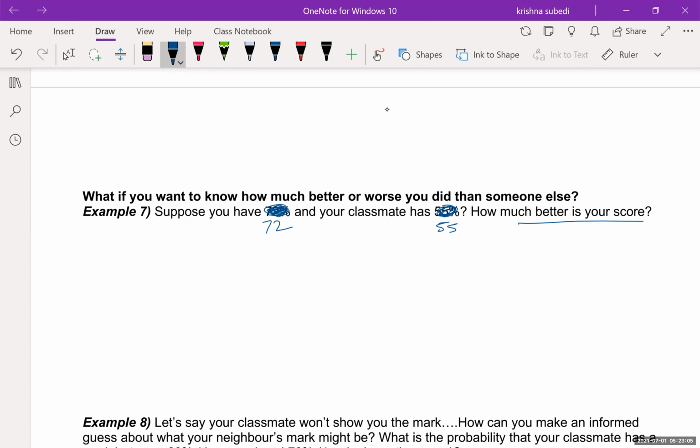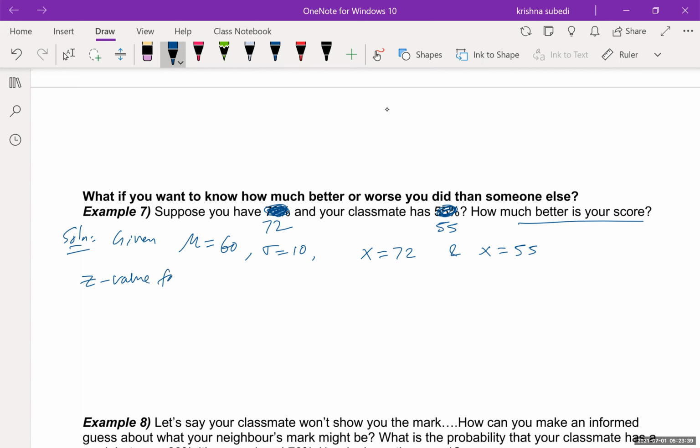Okay, so what we want to do is, remember here also what is given is mu is 60, as we know from before. The standard deviation is 10. Now we have two x values. One x is 72 and another x is 55. You can write x1, x2, or simply this one. Okay, so now we can find the z value.